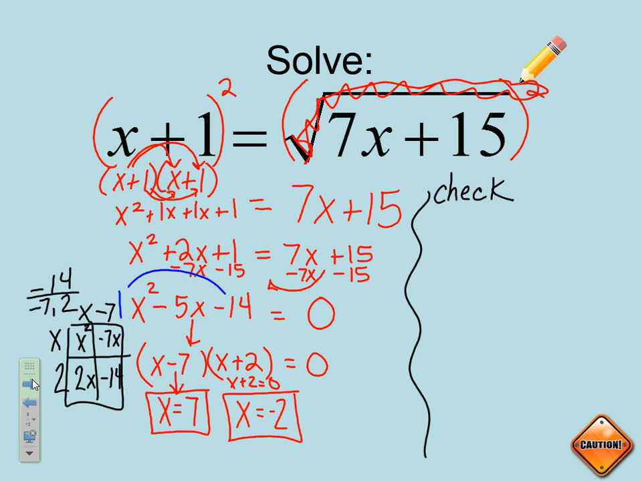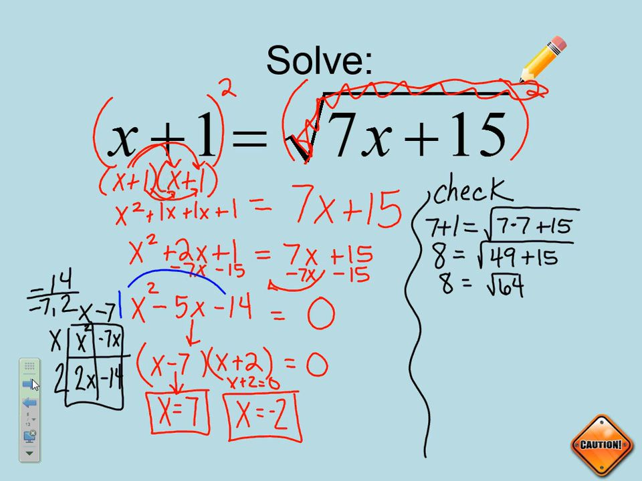So I'm going to start with the 7. If I plug a 7 into the original, it would look like 7 plus 1 equals the square root of 7 times 7 plus 15. So 7 plus 1 is 8. On this side, 49 plus 15, and if I calculate that, it is 64. And then we would say, is this correct? Does this work out? Is 8 the same as the square root of 64? Yes. So 7 works. Okay, he is a good solution.